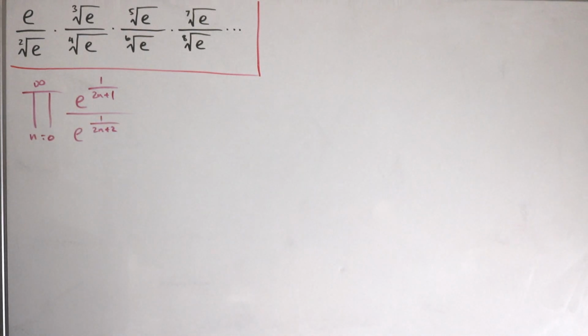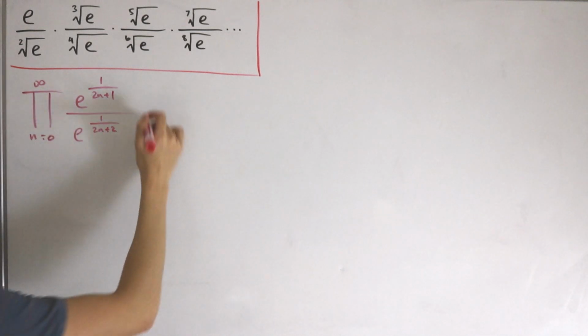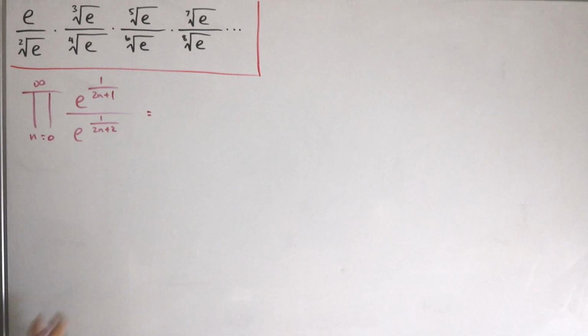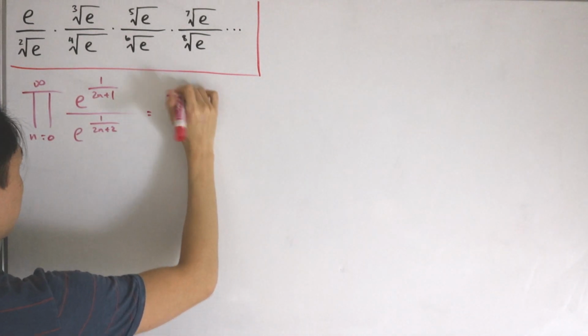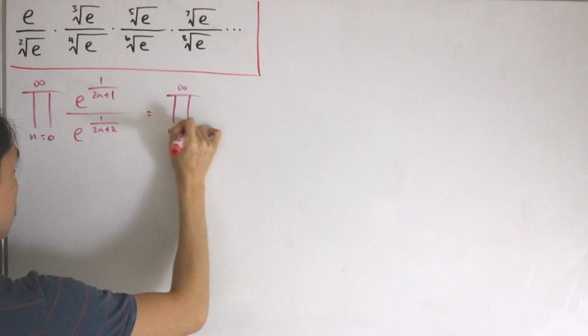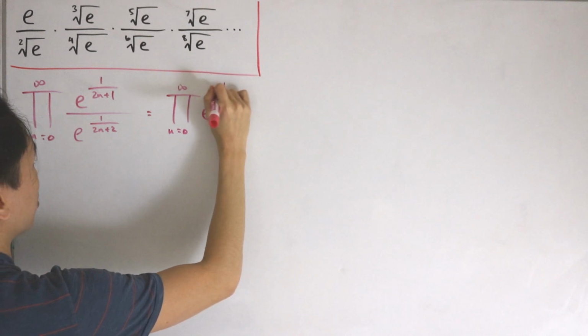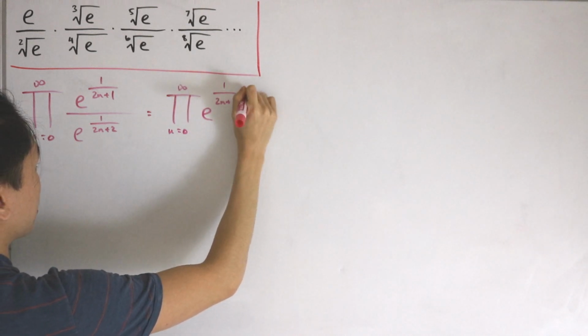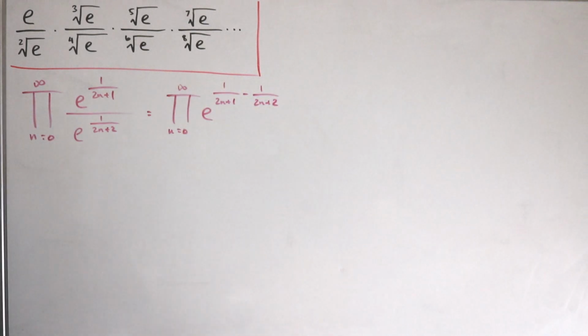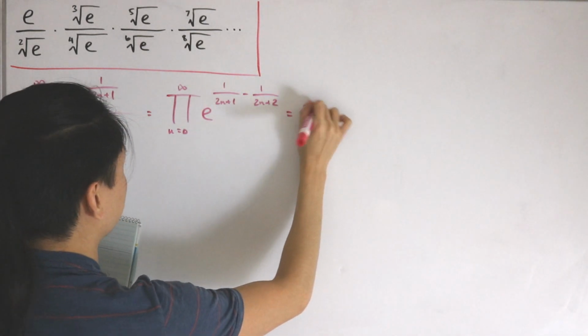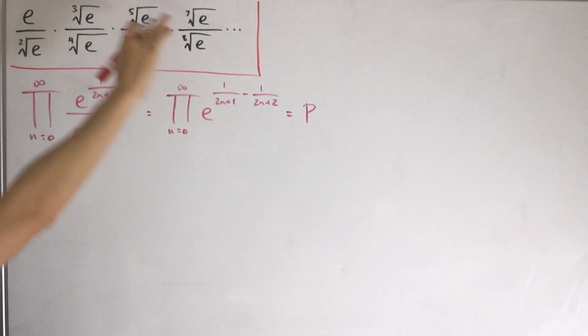So with that being the case, we can notice that they share the same base, and that we can put this under just one base of e. So now I'll write this as the infinite product, n equal to 0, of e to the power 1 divided by 2n plus 1, minus 1 divided by 2n plus 2. And don't forget, I should also call this P, the expression we're trying to calculate.